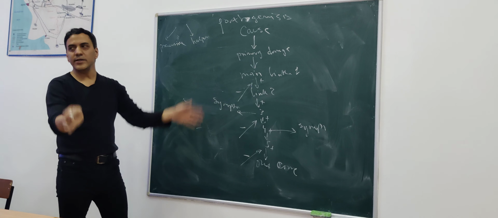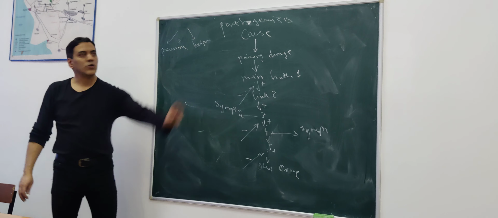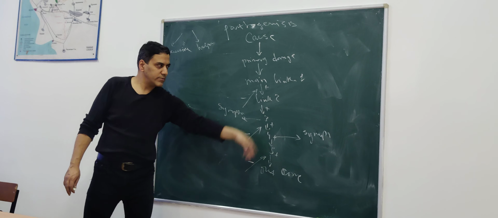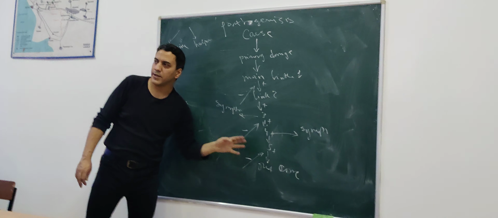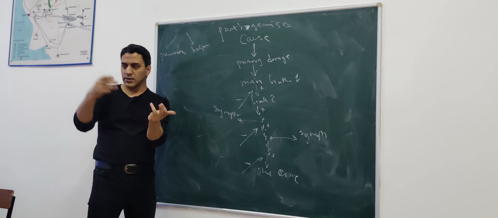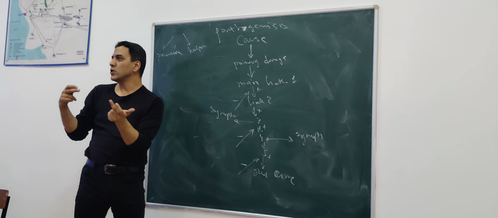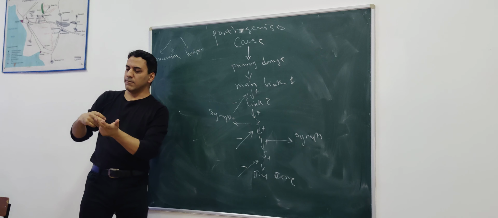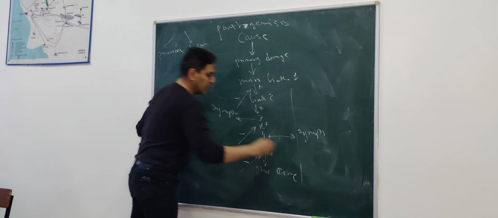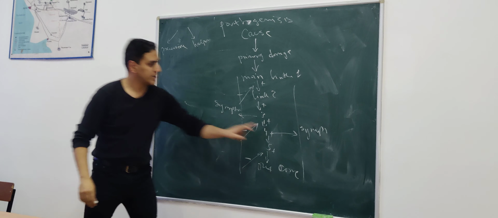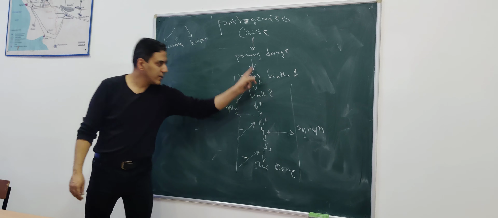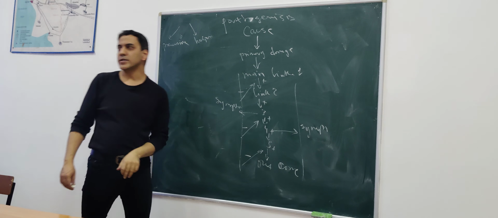Look please, any disease seems like this. Cause, primary damage, main link of pathogenesis, and then second link, third link, and so on, till outcome, and then symptoms. What is the difference between doctors in clinics and pathophysiologists? Doctors are looking for symptoms. Pathophysiologists are studying pathogenesis.